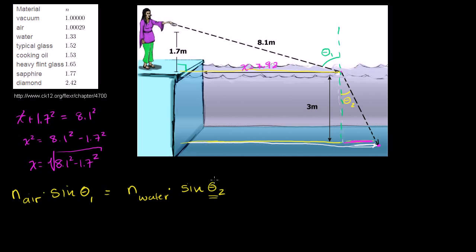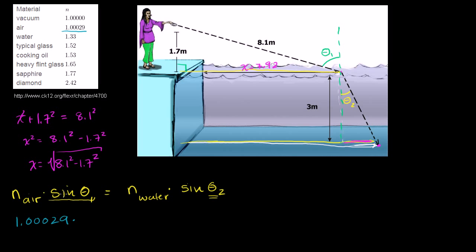Actually, we'll just solve for this angle, and then if we know this angle, we'll be able to use a little trigonometry to figure out this distance over here. So to solve for that angle, we can look up these two, and so we just have to figure out what the sine of theta 1 is. So let's put in all of the values. Our index of refraction of air is 1.00029. So let me put that in there.